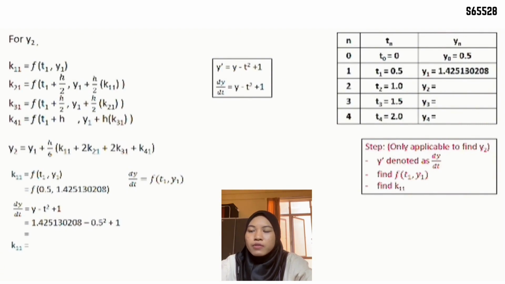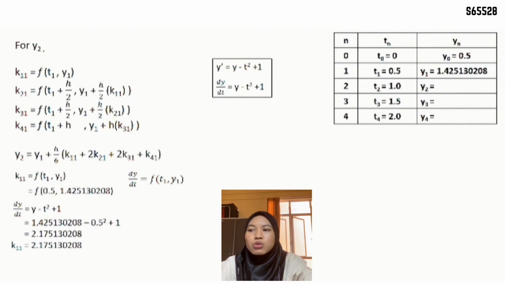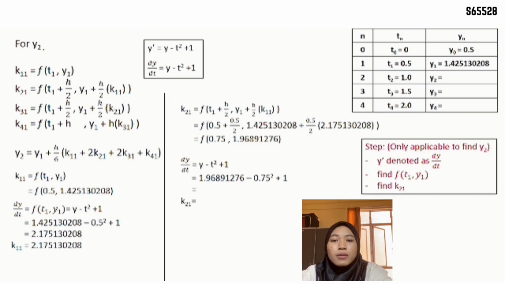Firstly, we must find k11. So we substitute the values of t1 and y1 in the equation y minus t squared plus 1. So we substitute the values 0.5 and 1.425130208 in the equation, and we get the value of k11, which is 2.175130208. And then we find k21, whose formula is f(t1 plus h over 2, y1 plus h over 2 times k11).